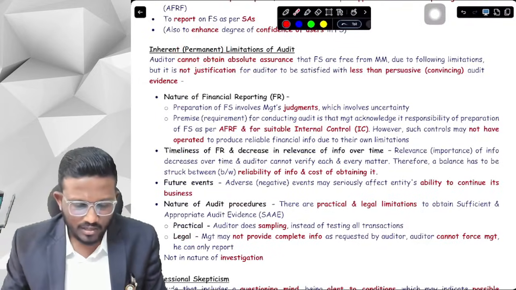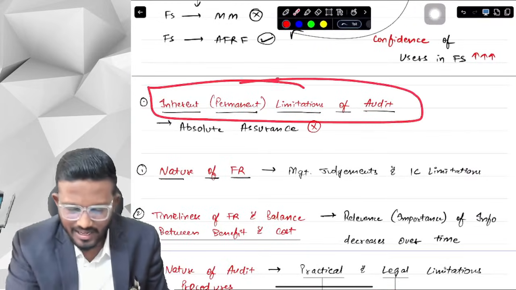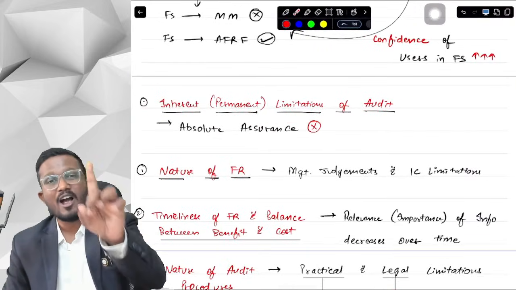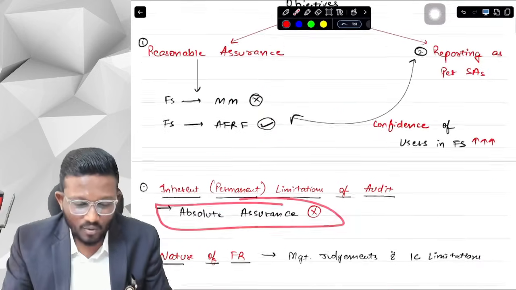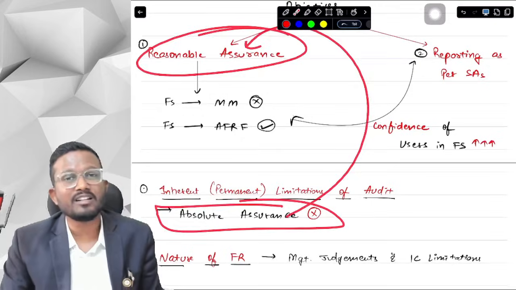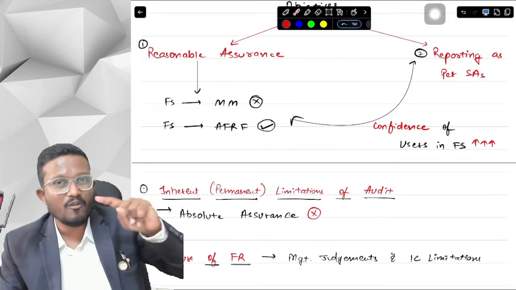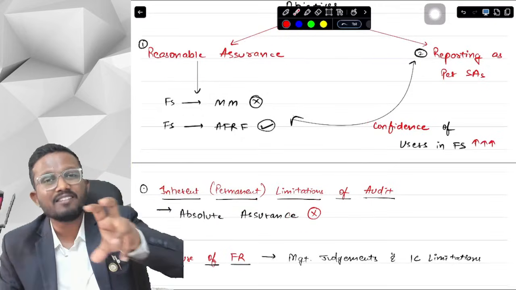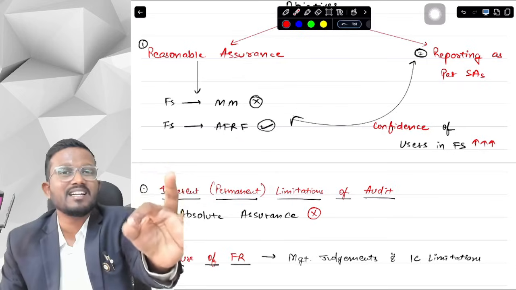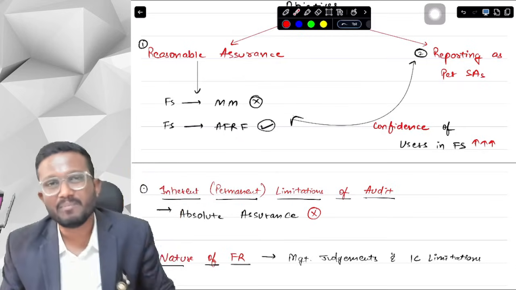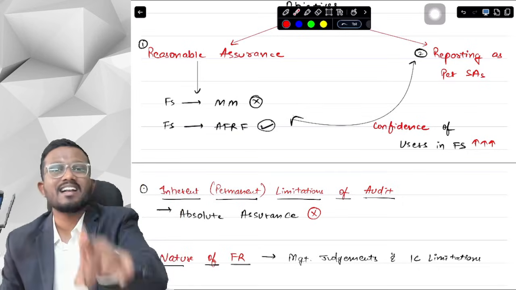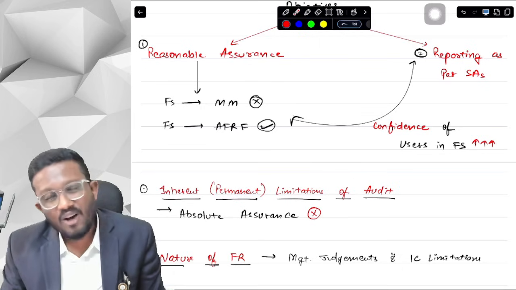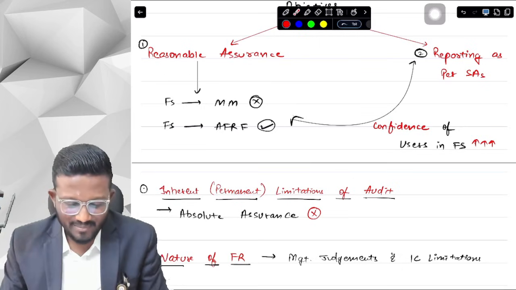Okay, yes sir. So what are the inherent limitations of audit? First of all, I already told you that we cannot obtain absolute assurance. We can only obtain reasonable assurance. What is the difference between absolute and reasonable? We have already discussed it in the basic class. Absolute assurance is a 100% guarantee that financial statements are prepared as per the framework. But as an auditor, I cannot give a 100% guarantee because there are inherent limitations on audit.